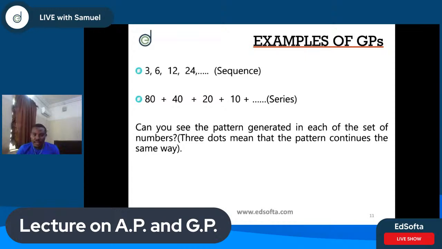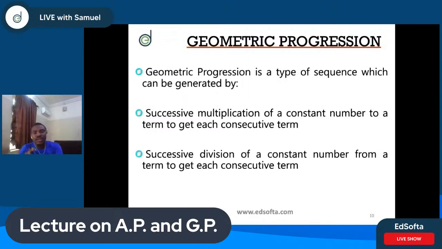And if you look at the second one, which I termed a series, 80 divided by 2 is 40. 40 divided by 2 is 20. 20 divided by 2 is 10. 10 divided by 2 is 5. 5 divided by 2 is 2.5. 2.5 divided by 2 is 1.25. 1.25 divided by 2 is 0.625, and you go on and on like that. It's infinite. You can keep dividing, you can keep multiplying, but the sequence just continues. So that's basically geometric progression and arithmetic progression.